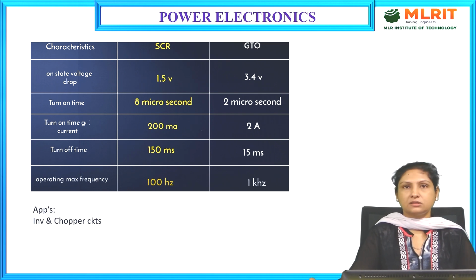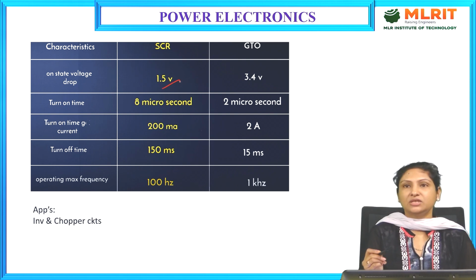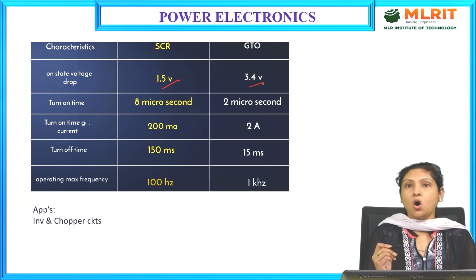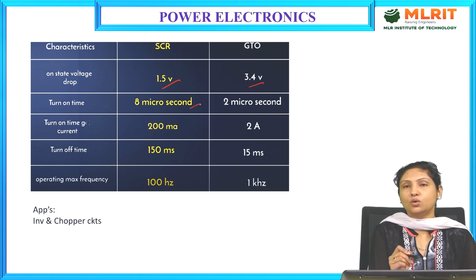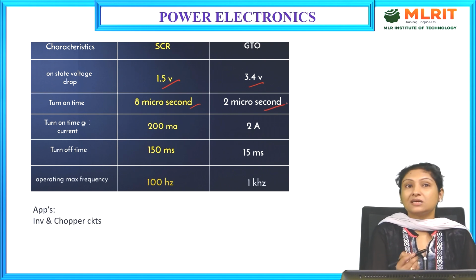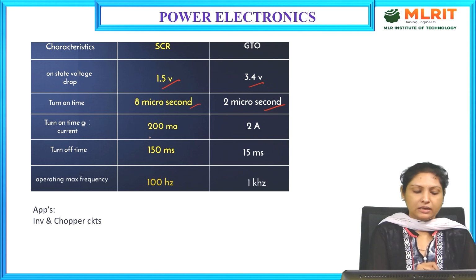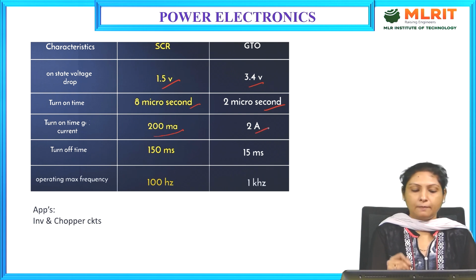Coming to the characteristics, the on-state voltage drop of an SCR will be about 1.5 volts, whereas for a GTO it will be about 3.4 volts. The turn-on time of an SCR will be about 8 microseconds, whereas for a GTO it will be very low, only 2 microseconds. The gate current required for an SCR is only 200 milliamperes, and for a GTO the requirement of gate current will be about 2 amperes.